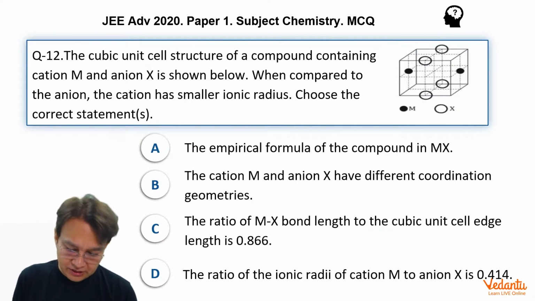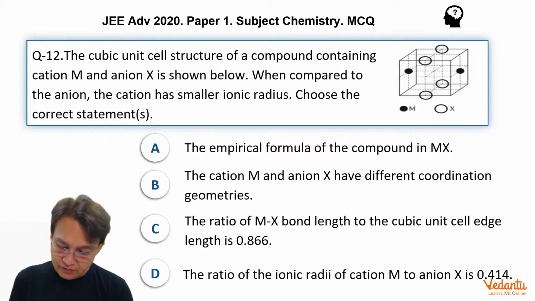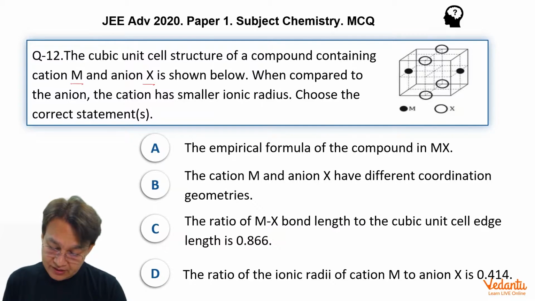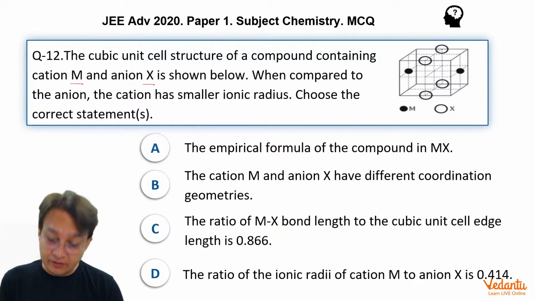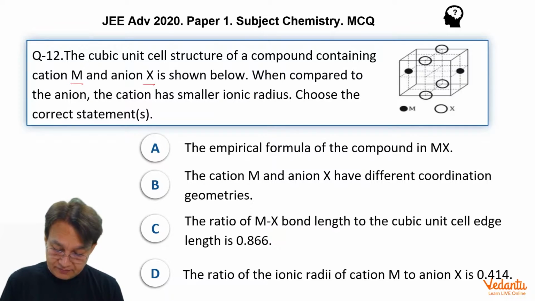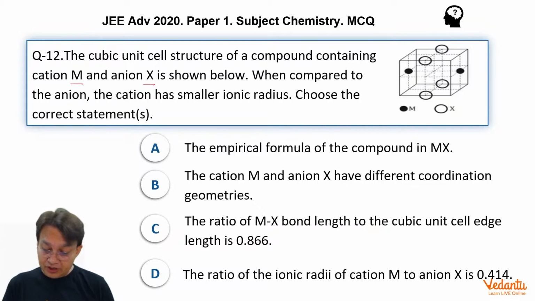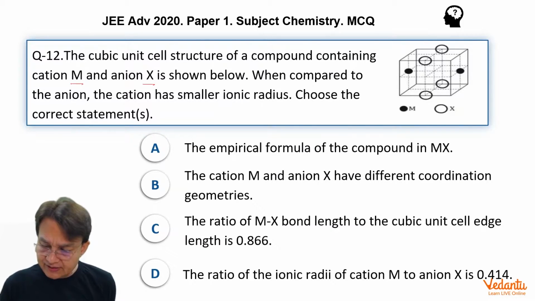According to this problem, the cubic unit cell structure of a compound containing cation M and anion X is shown below, as you can see. When compared to the anion, the cation has a smaller ionic radius. That means the cation is smaller and the anion is bigger. Choose the correct statement. The empirical formula of the compound is MX. The cations M and anion X have different coordination geometries. Plenty of facts have been given.